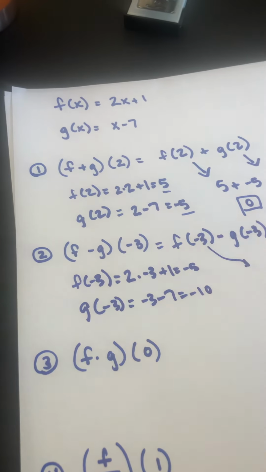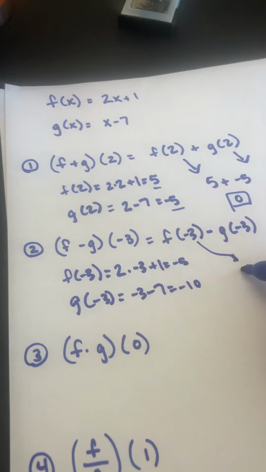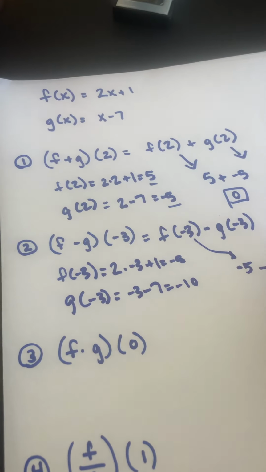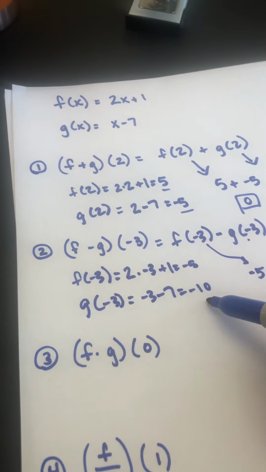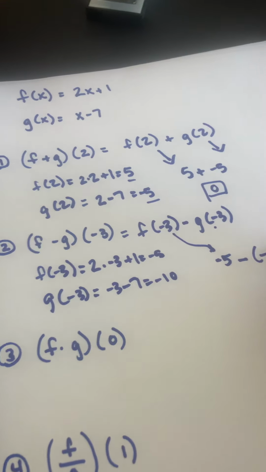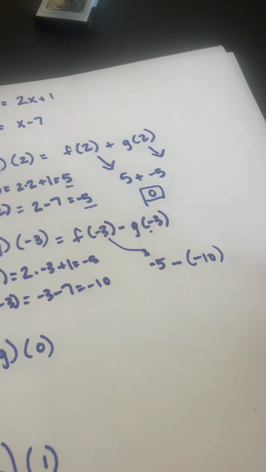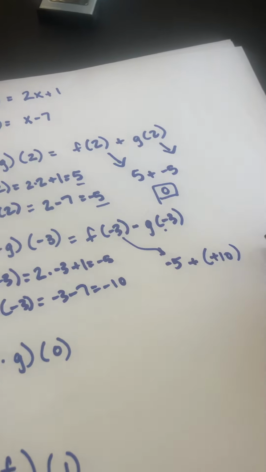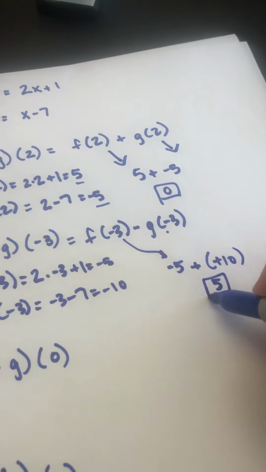So substitute in your value for f of negative 3, it's negative 5, minus g of negative 3, which is negative 10. So negative 5 minus negative 10, that becomes a plus sign, and your final answer here is going to be 5.